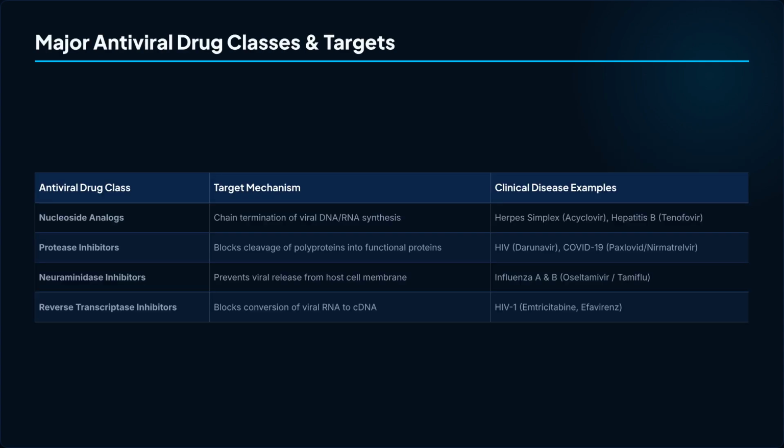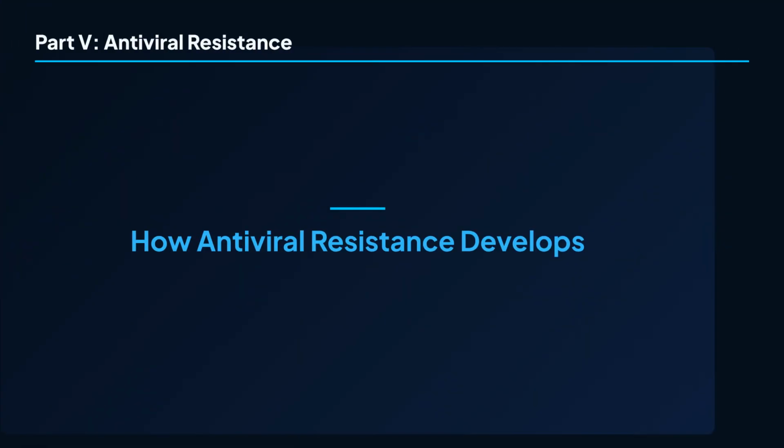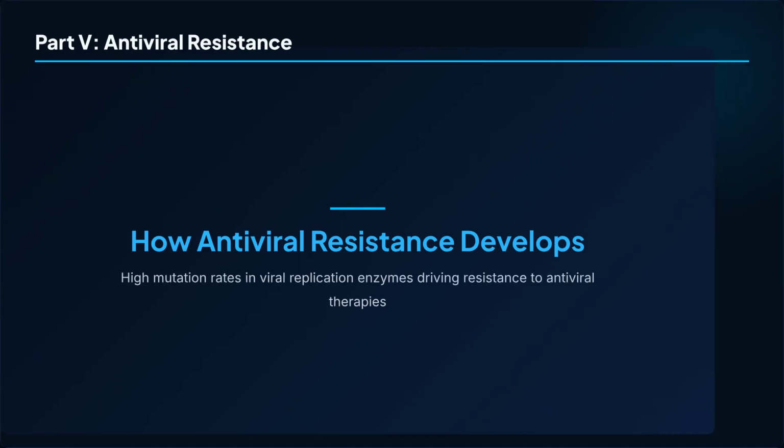Key antiviral classes include nucleoside analogs for chain termination, protease inhibitors that block functional protein production, and inhibitors that prevent viral release or the conversion of viral RNA to cDNA. Finally, in Part 5, we note that antiviral resistance primarily develops due to the high mutation rates inherent in viral replication enzymes, which allows viruses to rapidly adapt to therapeutic intervention.